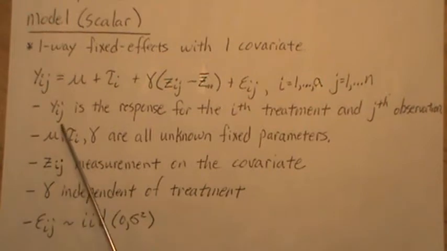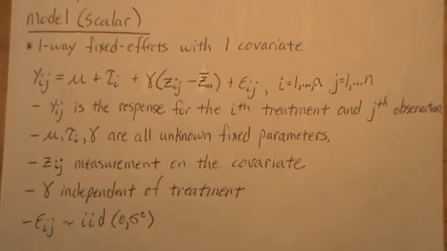Now, Yij is the response for the ith treatment and the jth observation. Mu, tau i, and gamma are unknown fixed parameters. Zij is the measurement on the covariate. Now, gamma must be independent of treatment, and that's actually a pretty important assumption. And the error term is IID, mean zero, constant variance sigma squared. Now, when we do confidence intervals and hypothesis tests, we'll require that to be normally distributed.